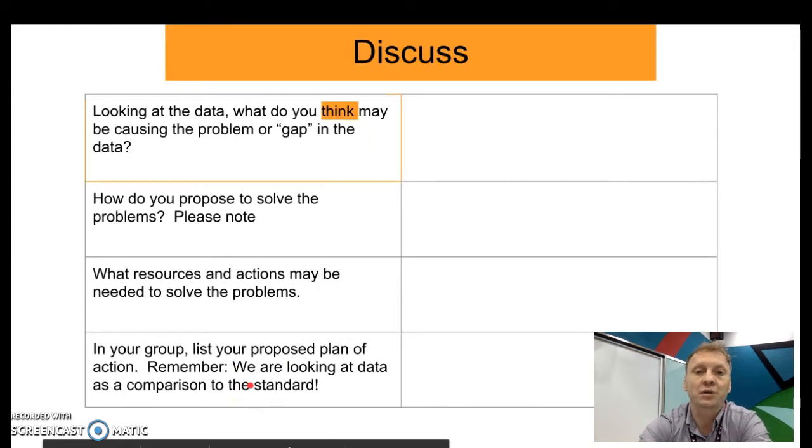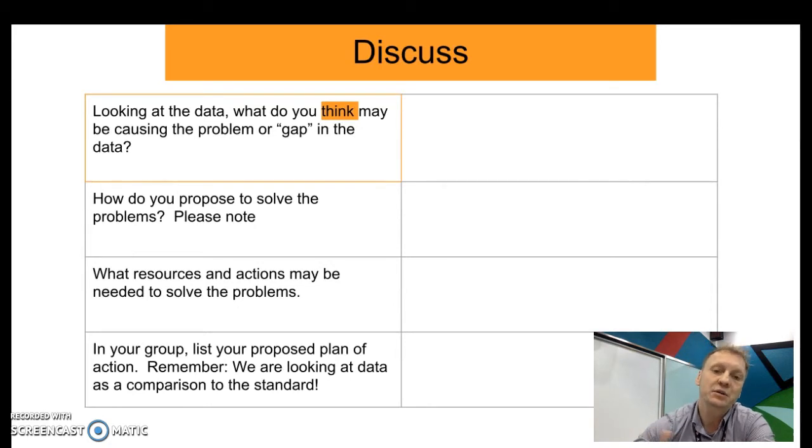And this is the big part. So right now you're going to be on second base here. So you're looking at the data, and what do you think may be causing the problem or gap in the data? Perhaps it may be your attendance records. Perhaps it might be the number of ESL students may be affecting our overall reading scores. Could be our assessment practices, many things, but that's open for discussion.